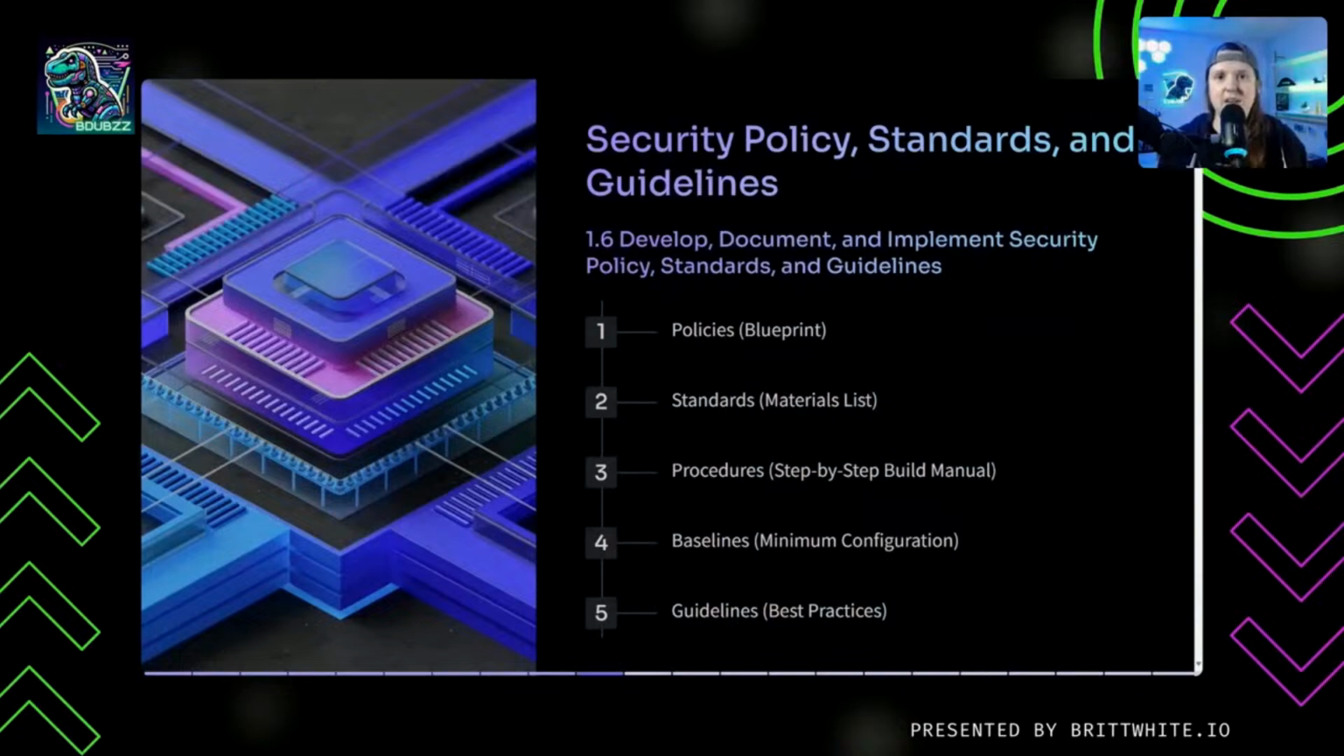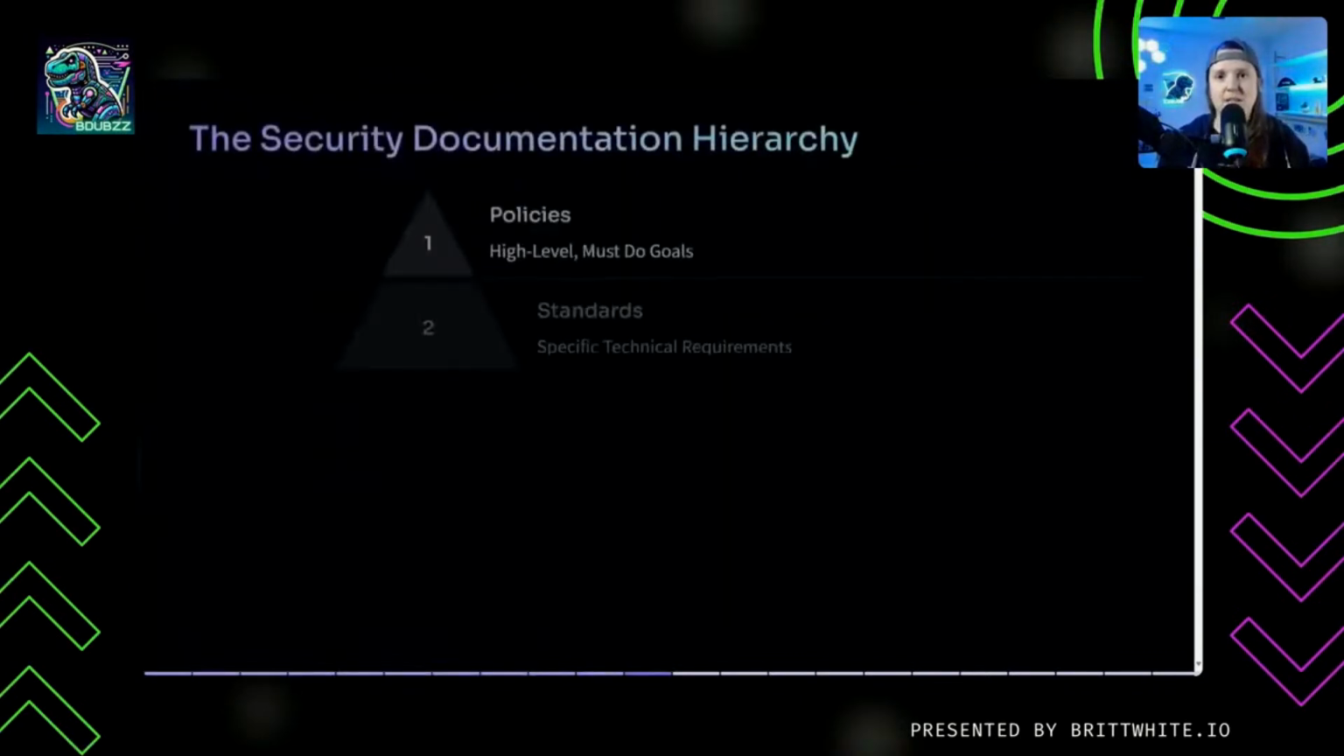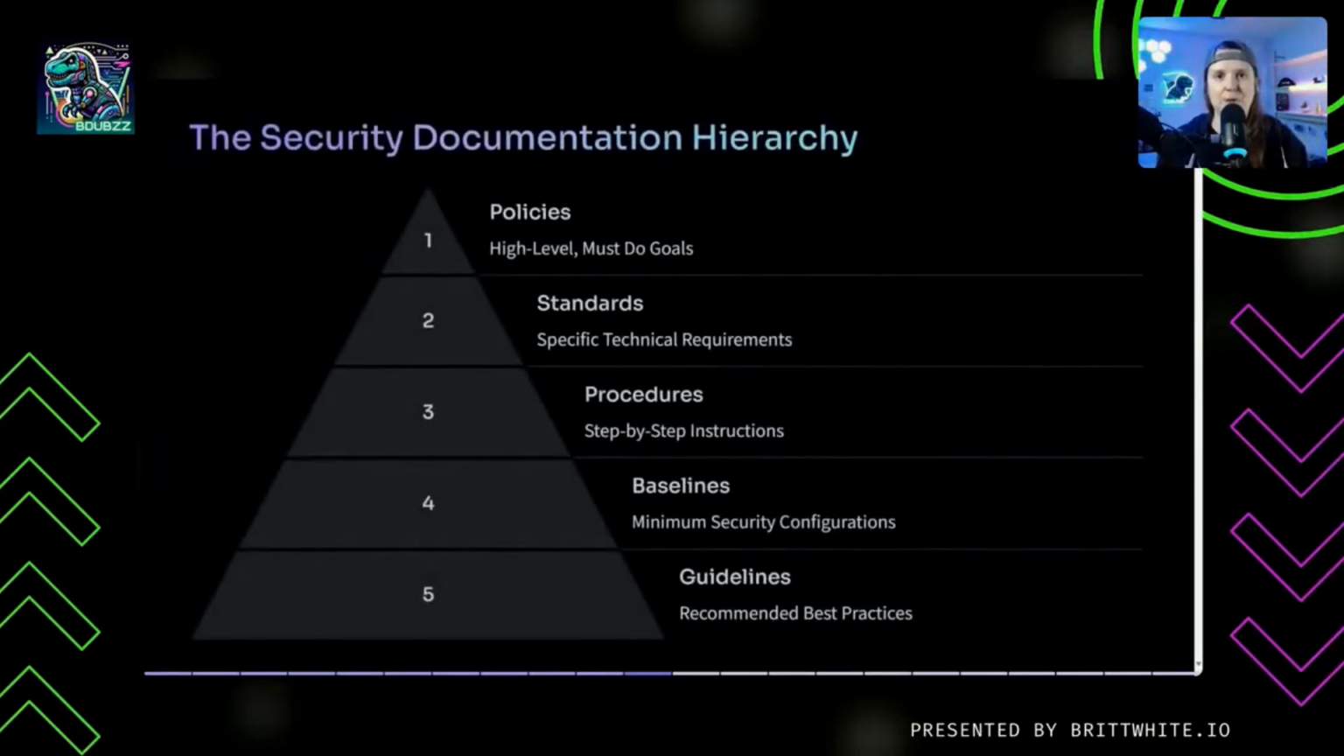So let's unpack this documentation hierarchy. We call it a hierarchy specifically because it's layered with a top-down flow. Broad strokes at the top and getting more granular as we go down. At the top of the pyramid peak, we have our policies. These are the high-level must-do goals set by the senior management. These should support the organization's vision, the what, and the why of all of it.